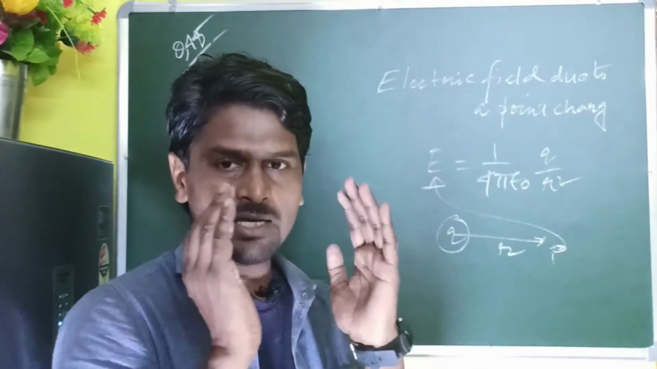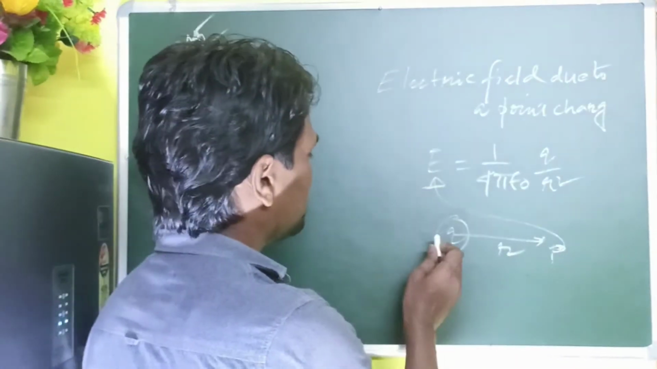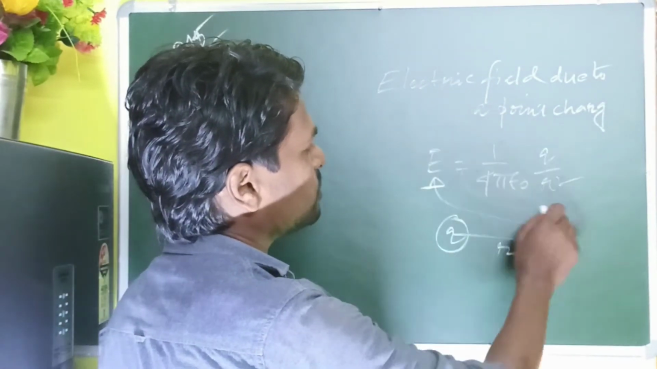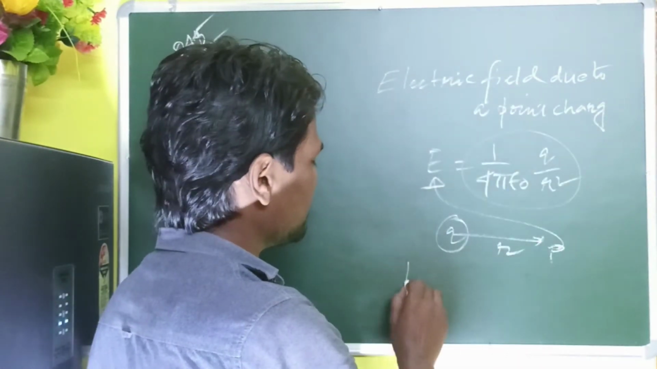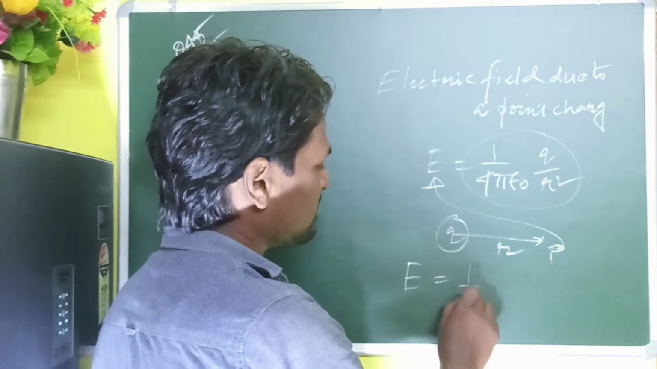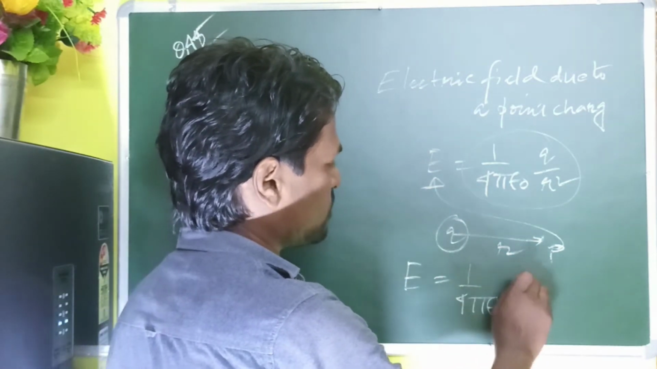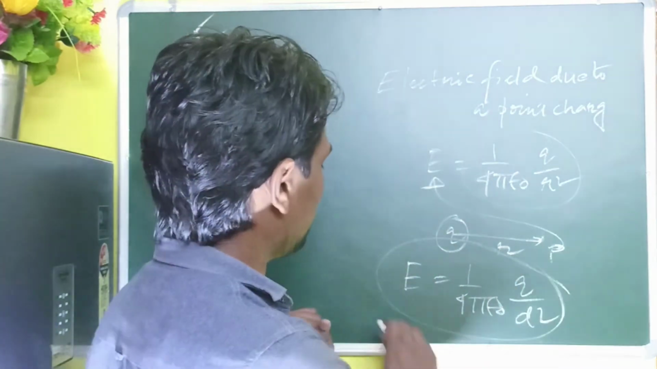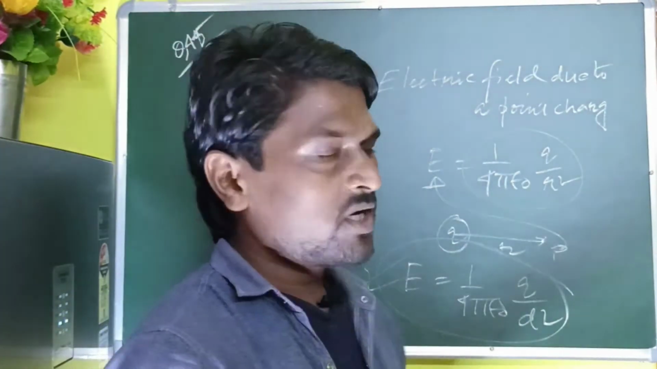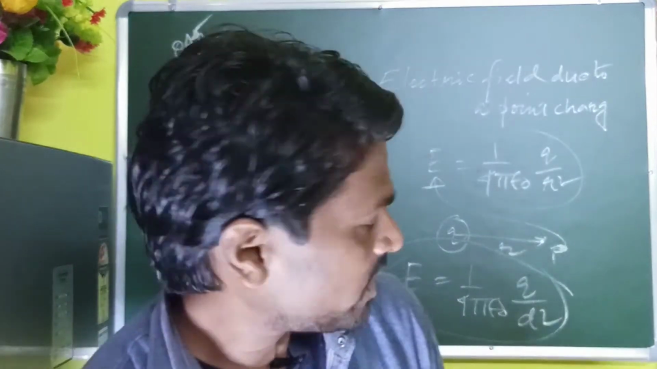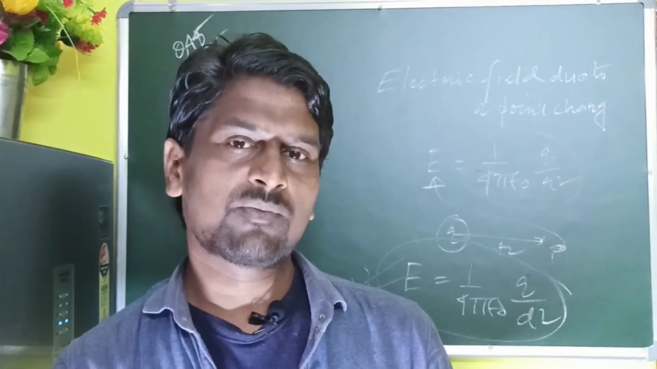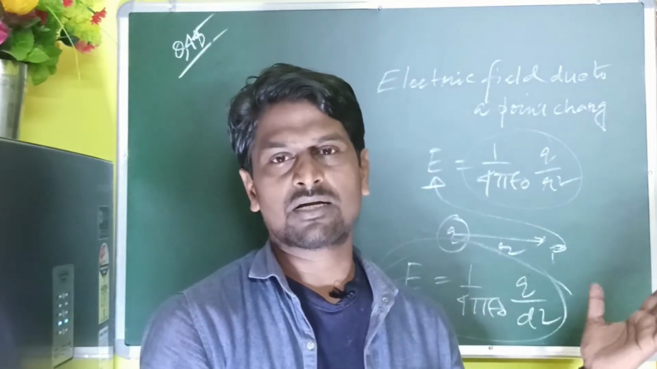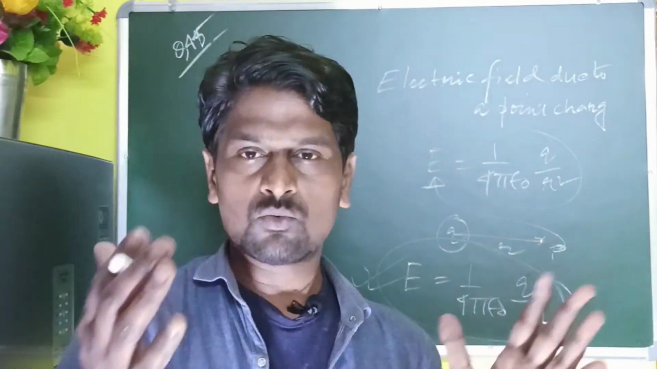So the net charge on the cube is 0, since the contribution of electric field is due to that one. So since this d is the distance, the answer will be 1 by 4π ε0 q into d square हो जाएगा due to a point charge. So this is the answer. So 45 number question का जो आंसर है वो है 1 by 4π ε0 q by d square. This is the concept related with electric field due to a point charge.